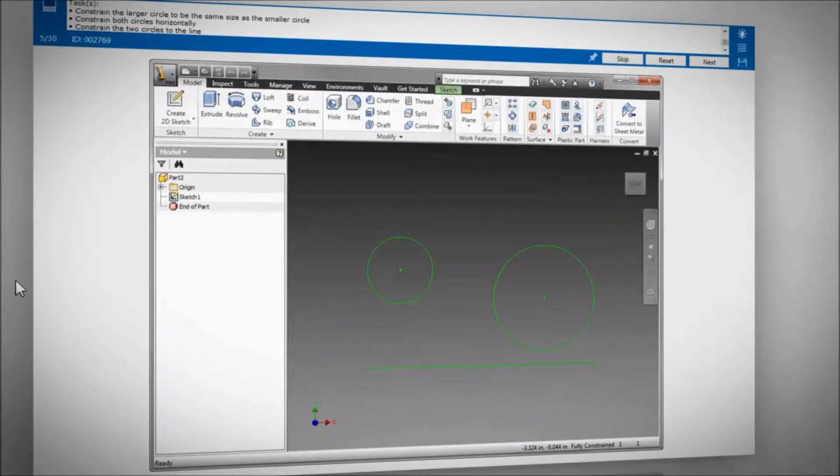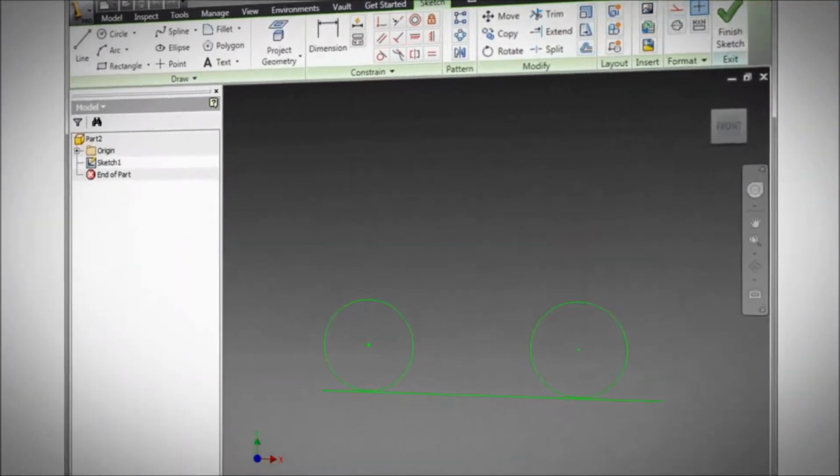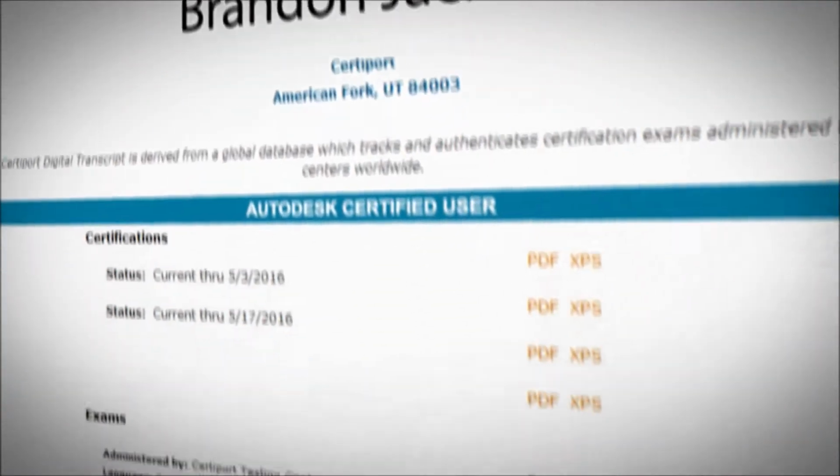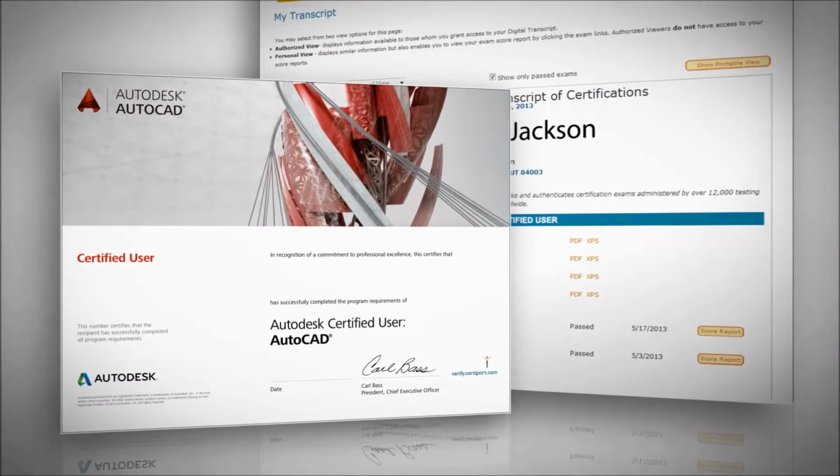Questions are unique to each exam and designed to test a student's command of the application. Once they pass, they are registered as an Autodesk Certified User on Certiport's digital transcript database and receive an ACU certificate to include on their college application or resume.